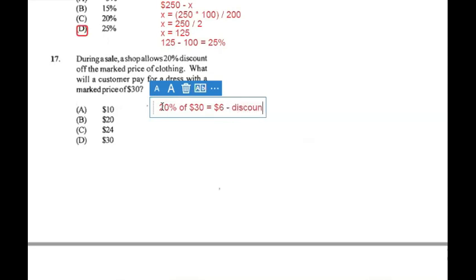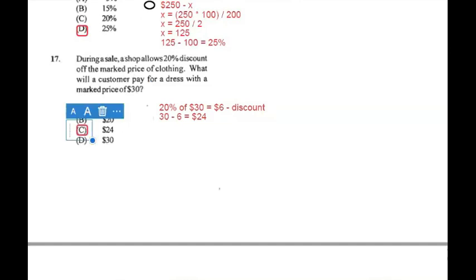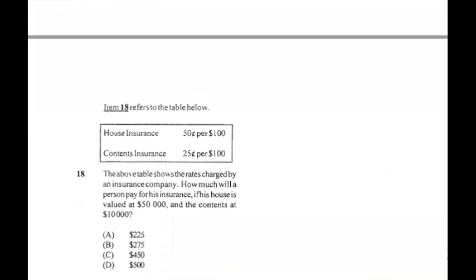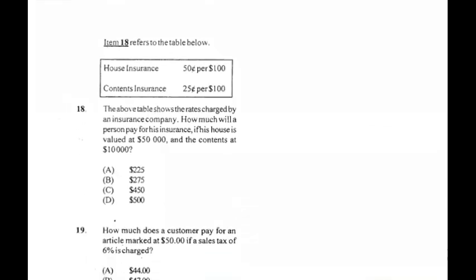So the question says, what will the customer pay for the dress? So it would be $30 minus $6, and that would equal $24, and that is our answer. So 17 is C. So it's just about reading, guys, and understanding what exactly the question is asking for.